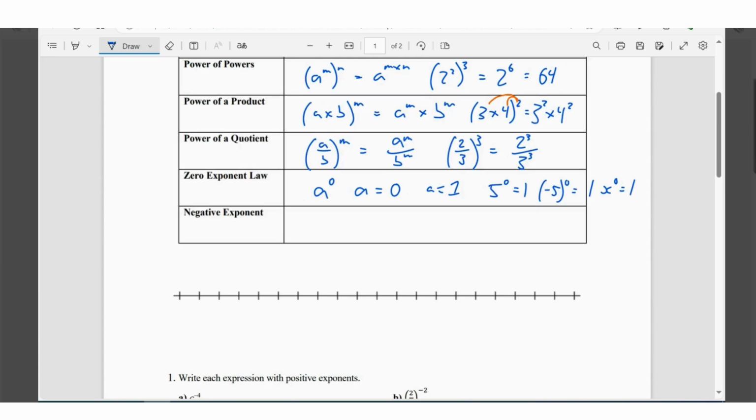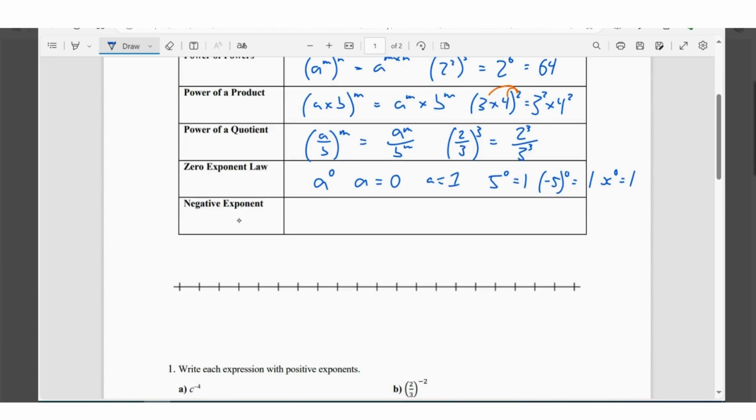And here we are, negative exponent. If you have a to the negative m, it's the same as 1 over a to the positive m. And it's also true that if you have 1 over a to the negative m, it's the same as a to the positive m. So basically, I would also like you to write down that it reciprocates the base.